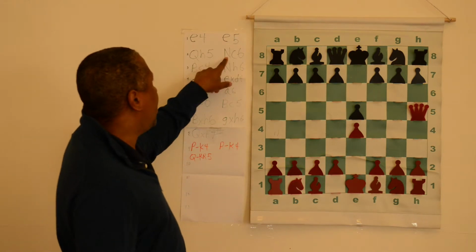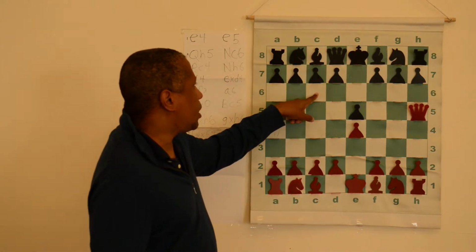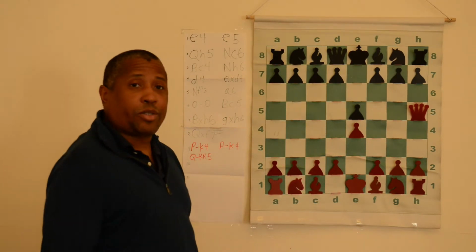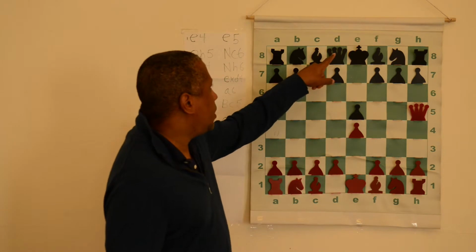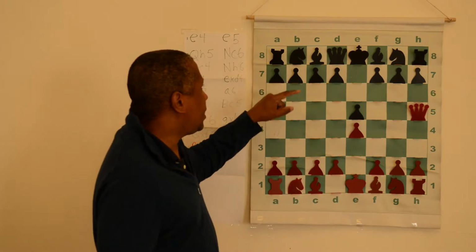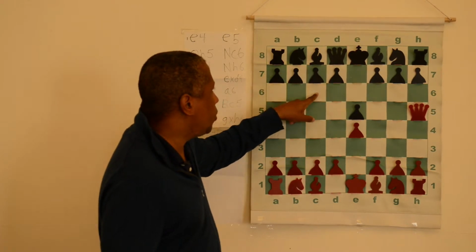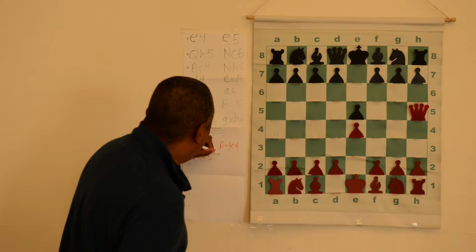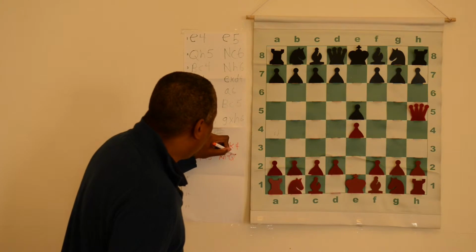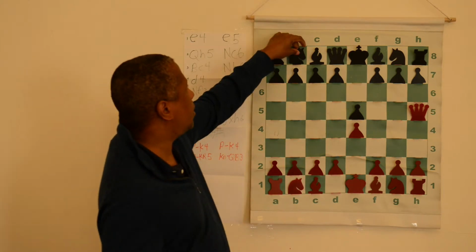Now next we have N C6. Here's C, C8, C7, C6. And then of course we move the N there. So in descriptive notation, what follows this? This is the queen's bishop file. So we would go knight to queen's bishop 1, 2, 3. So that would be KN to QB3. Just like that.